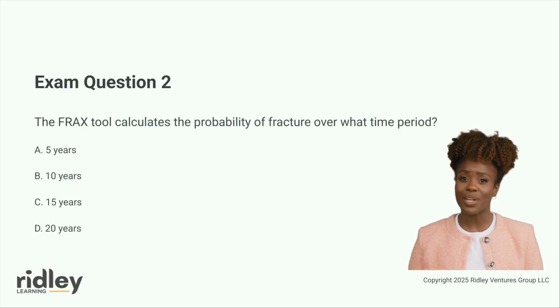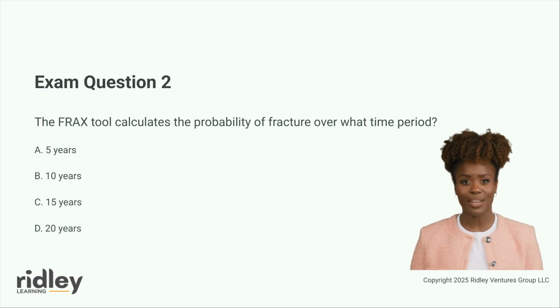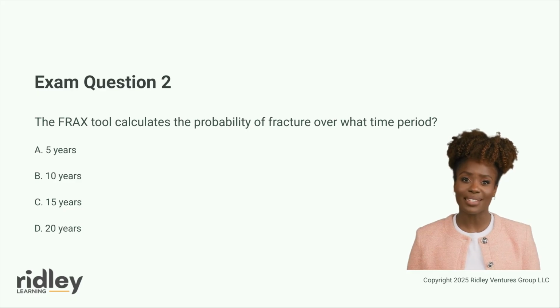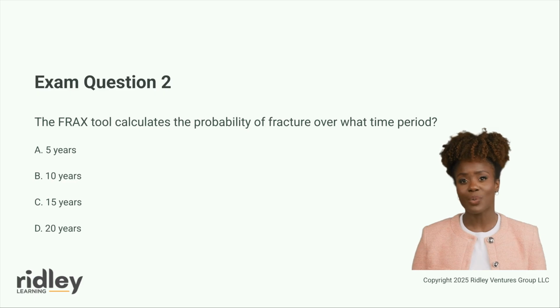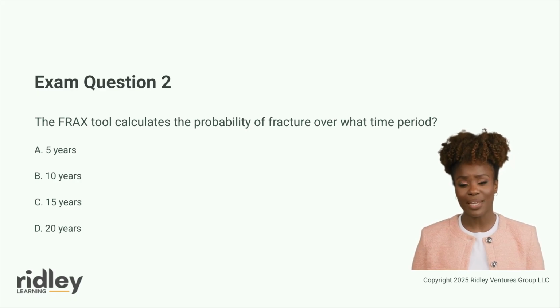Question 2. The FRAX tool calculates the probability of fracture over what time period? The correct answer is 10 years. FRAX, which stands for Fracture Risk Assessment Tool, is a computer-based algorithm developed by the World Health Organization Collaborating Center for Metabolic Bone Diseases. This tool integrates clinical risk factors with or without bone mineral density measurements to estimate an individual's 10-year probability of hip fracture and 10-year probability of major osteoporotic fracture. Major osteoporotic fractures include fractures of the hip, spine, forearm, and proximal humerus.